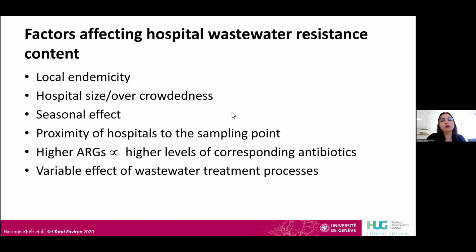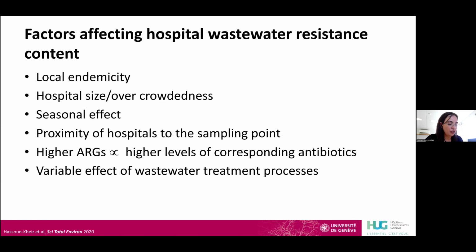Factors that we found to be affecting the hospital wastewater resistance content included the local endemicity, so what's happening in the same area, and the hospital size. As the size grows larger and hospitals are overcrowded, the abundance of resistance is higher. There was also a seasonal effect.